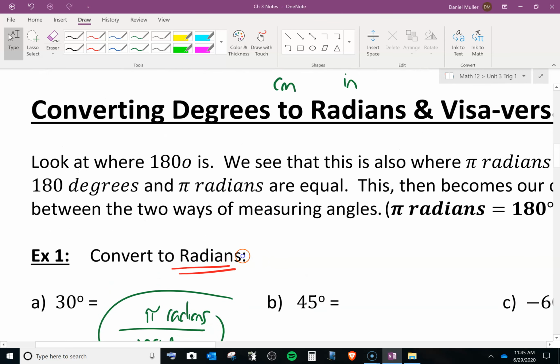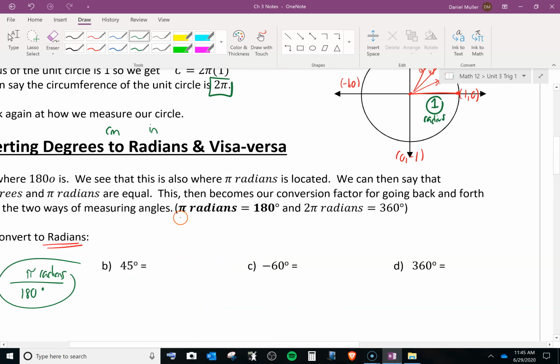That's going to be really important. So maybe we should write that. Oh, we did. Pi radians is the same thing as 180 degrees. So that is really important. That's how we're going to convert things. And it's actually very straightforward. So let's take 30 degrees. Let's do the first one.